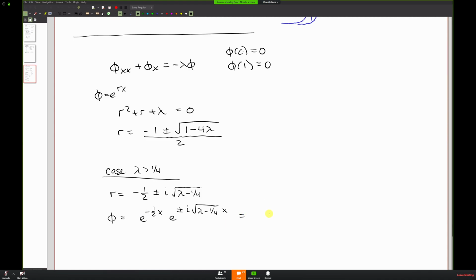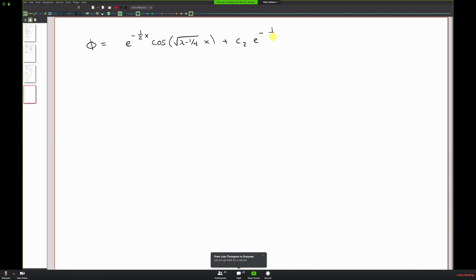It doesn't turn into anything, but e to the plus or minus i turns into sines and cosines. And so our eigenfunctions are, and I'll write these on the next page, C1 e to the -1/2 x cosine square root lambda minus 1/4 x plus C2 e to the -1/2 x sine square root lambda minus 1/4 x.